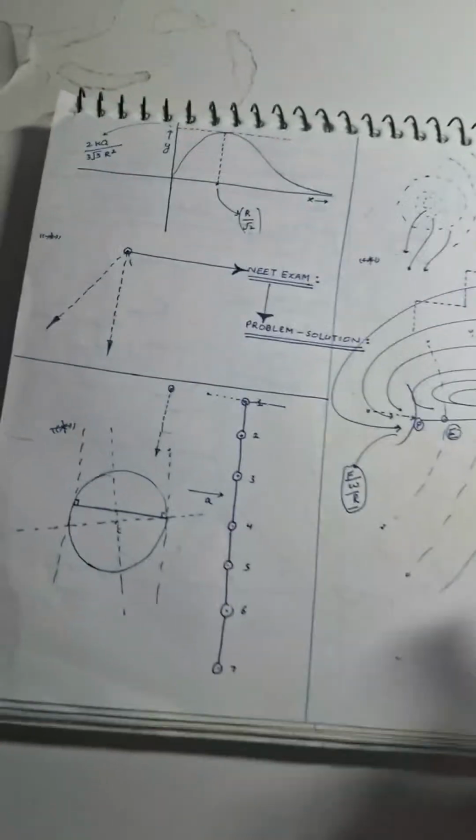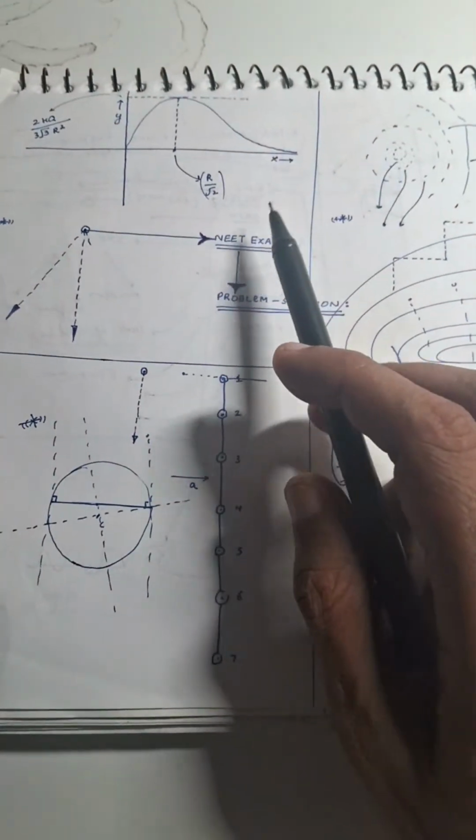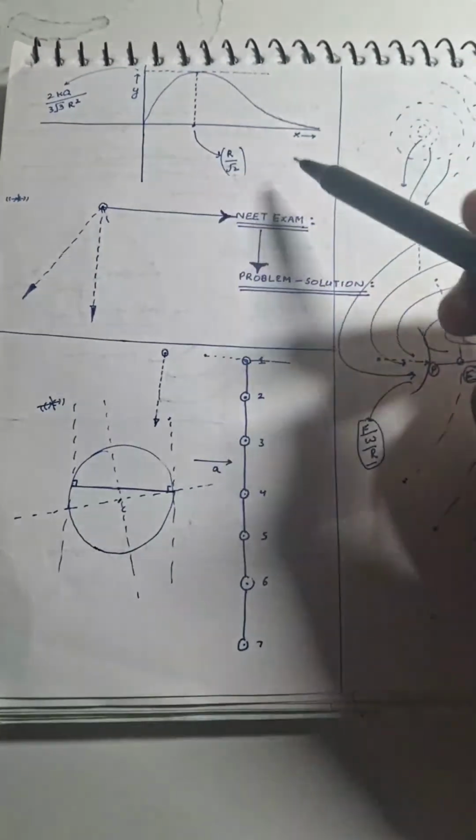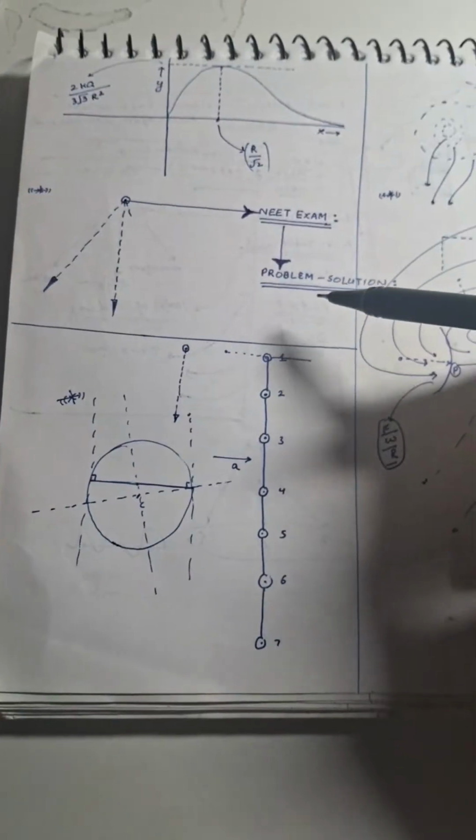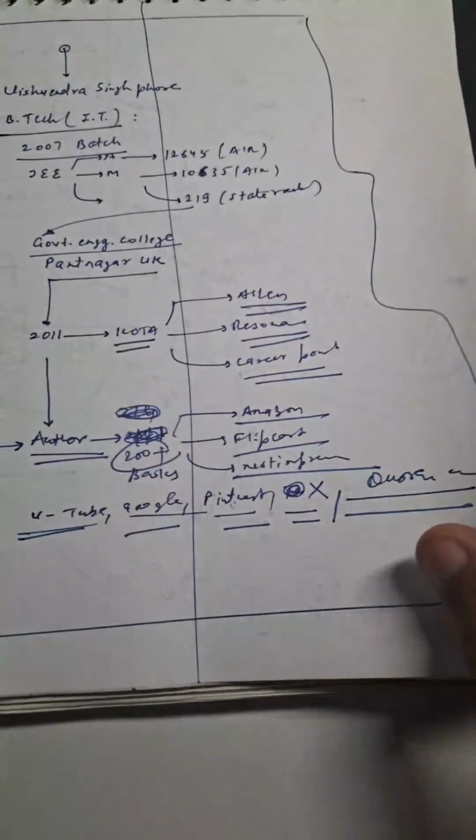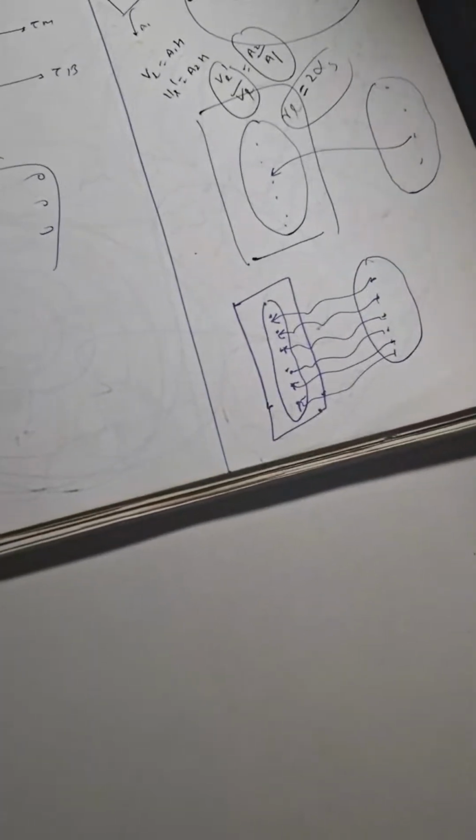Then there are certain questions on variation of electric field due to a ring, which is maximum at r by root 2. Then certain questions based on them. Then there are certain things based on what I have done.